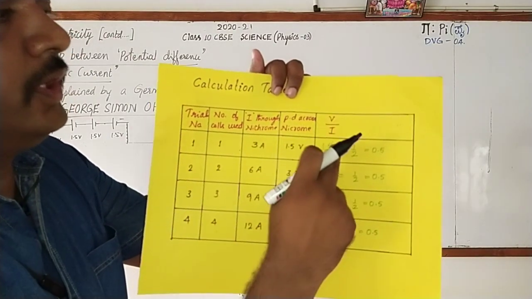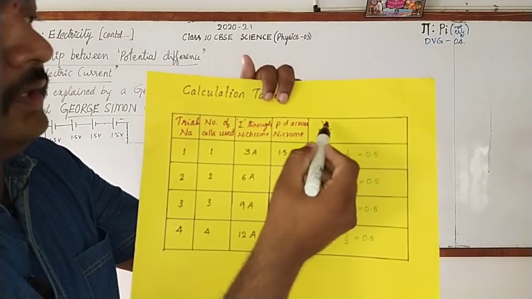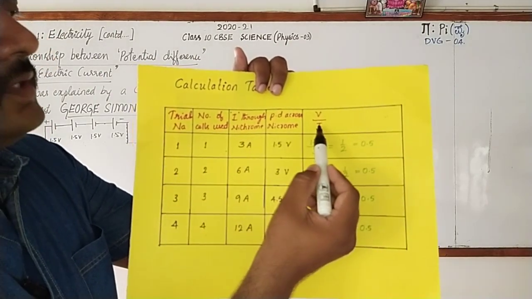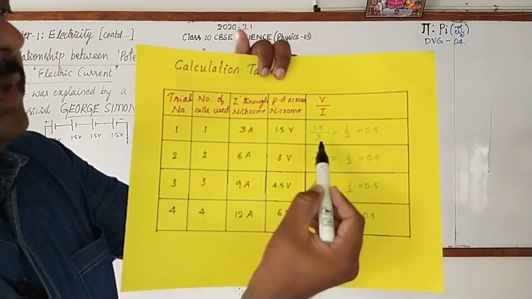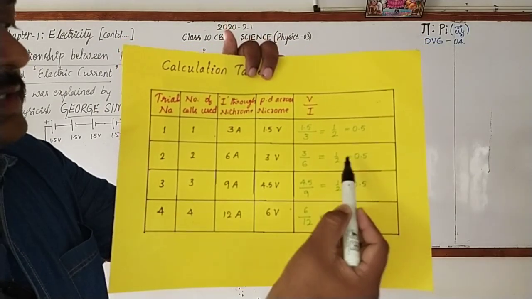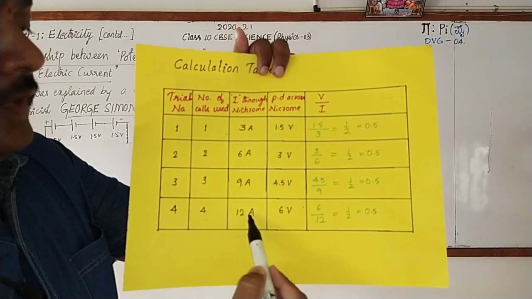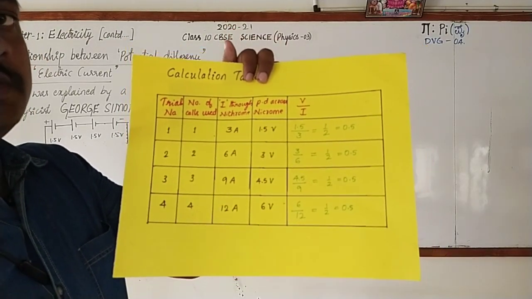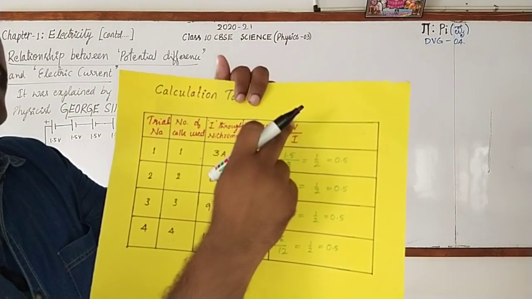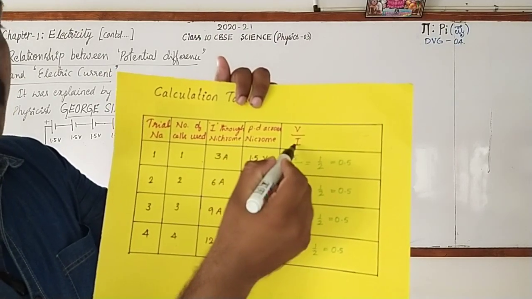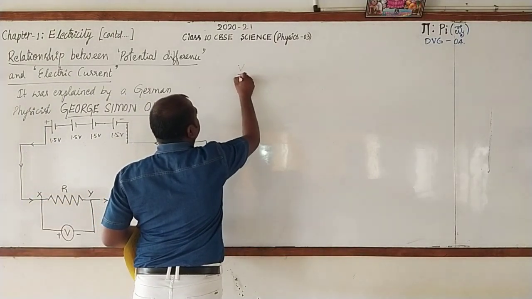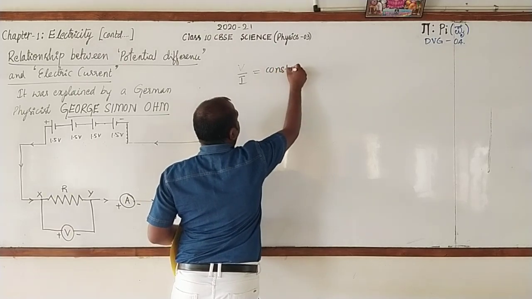Now, observe here. We are going to find out the relationship between V and I. V by I: V is the potential difference, 1.5 volt in the first trial, and the current is 3 amps. 1.5 by 3 is 1 by 2, which is 0.5. In all these cases, 3 by 6 is 0.5, 4.5 by 9 is 0.5, 6 by 12 is also 0.5. That means we can say that the ratio of potential difference to current is constant. I can write V by I is constant.